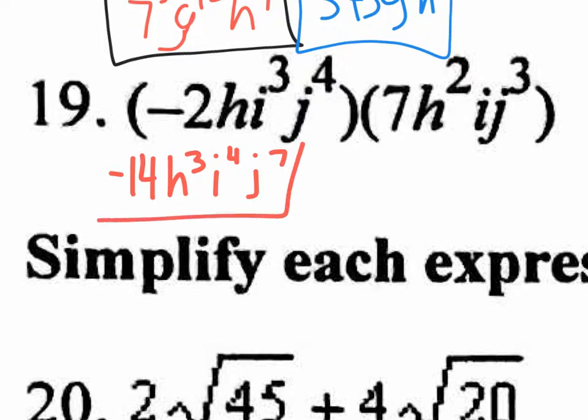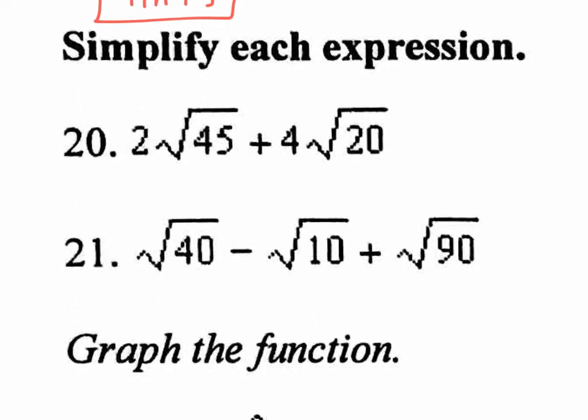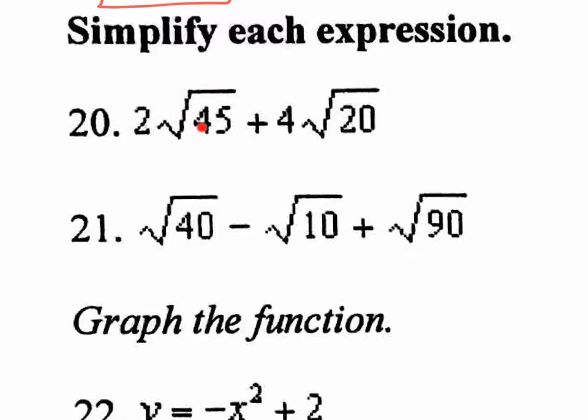Ladies and gentlemen, we are done with number 19. Number 20, simplify each expression. On number 20 and 21, it's important to note that we have to treat these radical values like they were variables themselves. What do I mean by that?